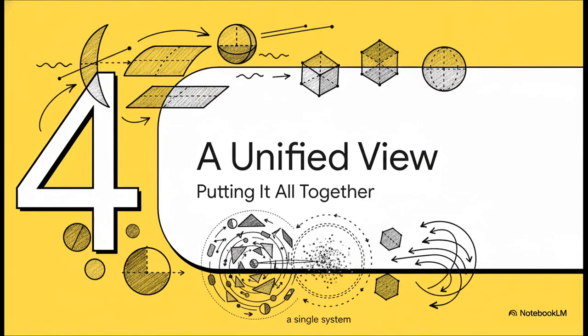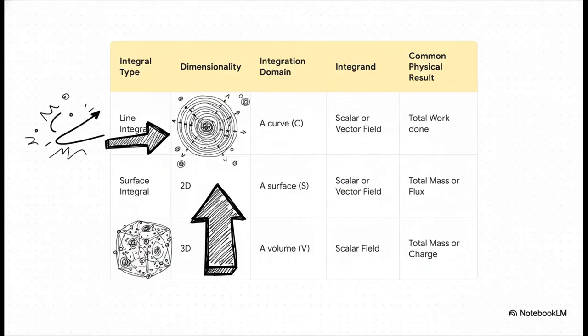So, we've explored integrals for lines, for surfaces, and for volumes. Now it's time to zoom out, pull back, and see how all of these amazing pieces fit together to form one single, elegant system for describing our world. This table, it just lays it all out beautifully, doesn't it? You can see the progression. We start with a line integral in one dimension, which we often use to calculate the work done along a path. Then we move up a dimension, to the surface integral, to find mass on a surface or flux through it. And finally, we arrive at the volume integral in 3 dimensions for finding total mass or charge within a space. Each one is a step up, a new layer of power.